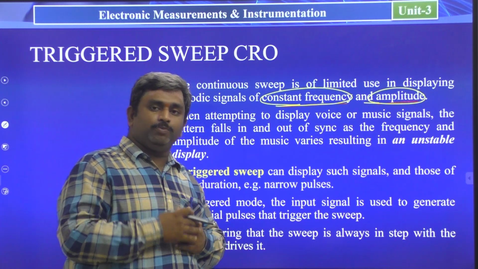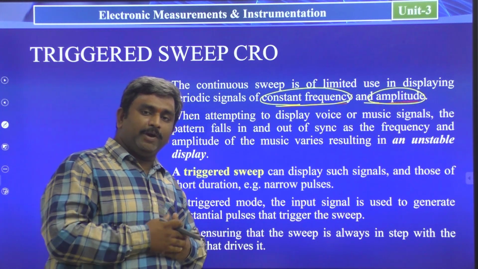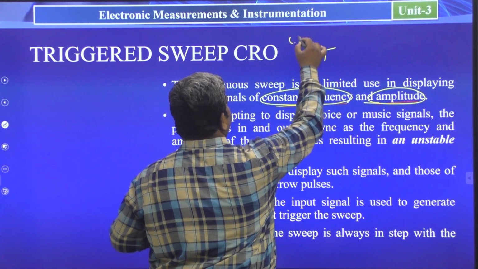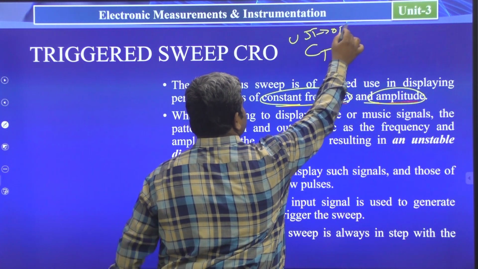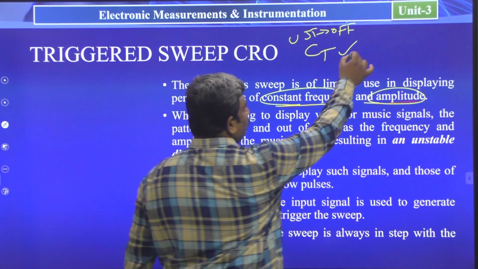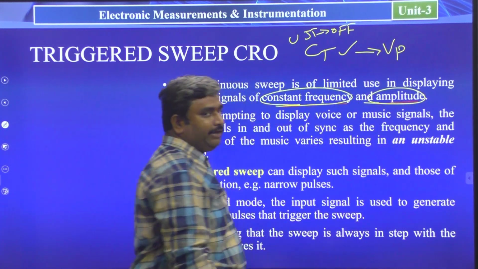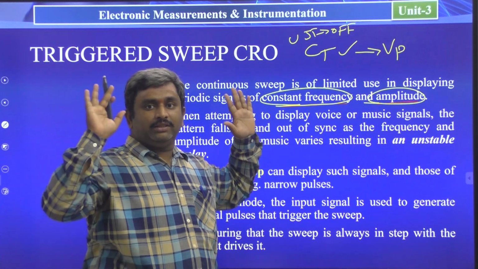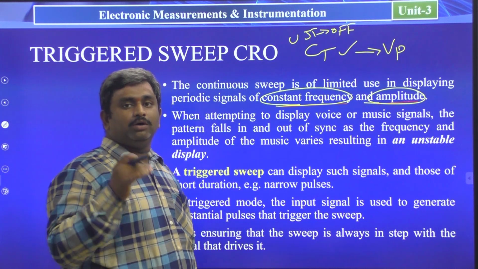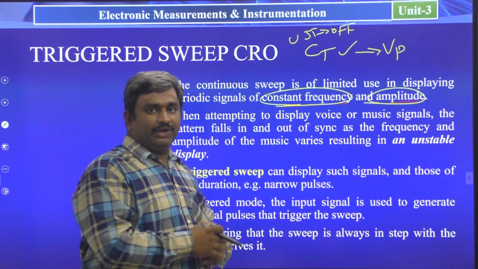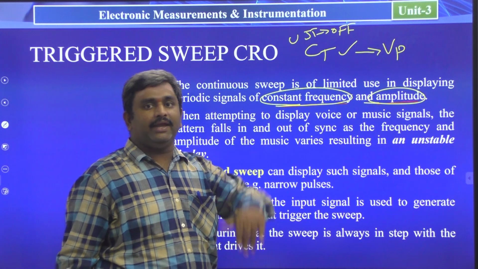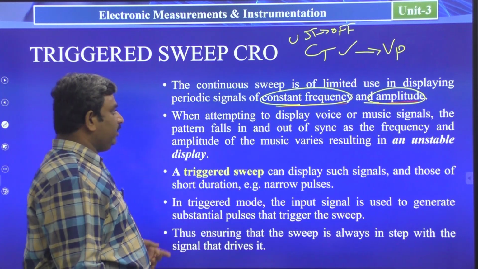Actually, the UJT in the starting position is off. In that situation, the capacitor CT is going to be charging. CT charges when the UJT is in the off position. After some time it reaches the peak value VP and stays in that position for a long time. Whenever you want triggering, you can give your triggering pulse. By applying the negative triggering pulse, the capacitor is discharged and again it starts charging, so the cycle repeats.